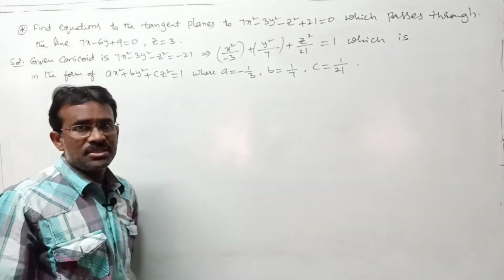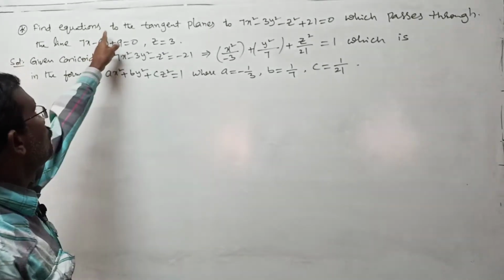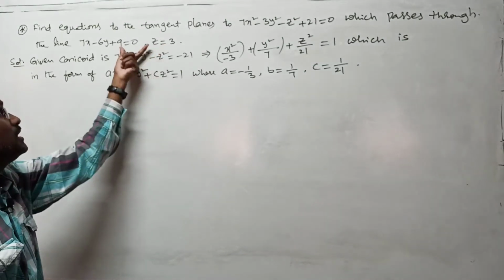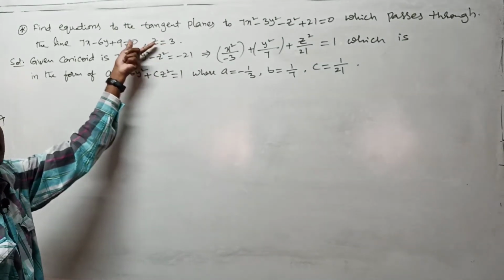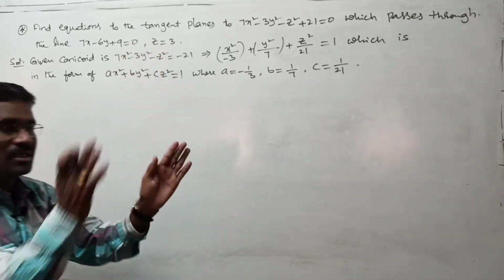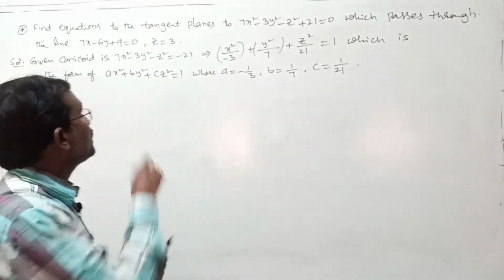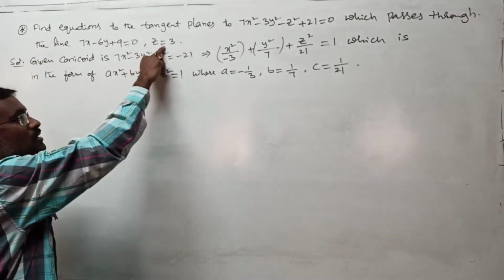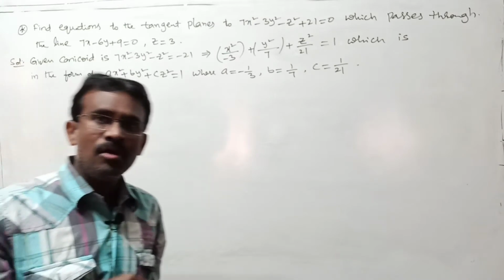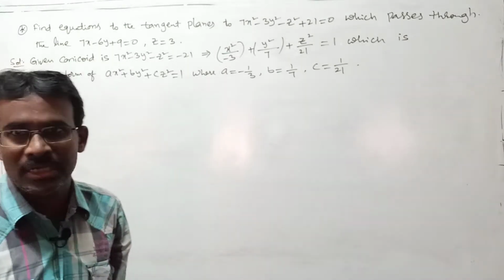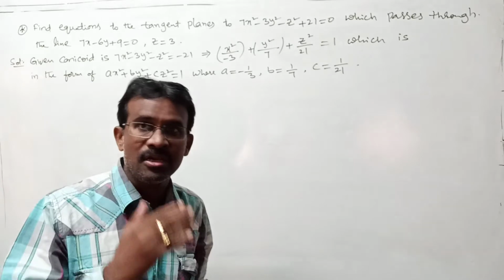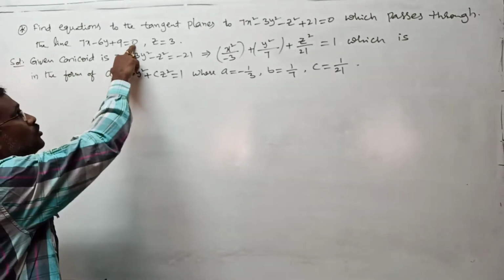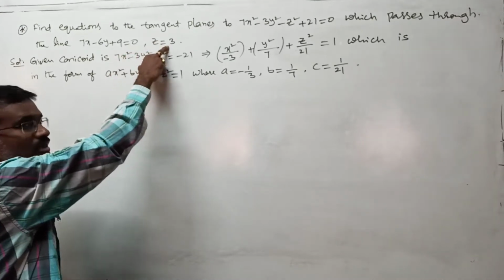Now keep this result aside. Our next work is to find a tangent plane which is passing through this line. Basically the line is in unsymmetric form: the intersection of two planes gives a line, and that line equation is given here. Now we have to define a plane which passes through that line, which means we have to find the equation of the plane passing through the intersection of these two planes.